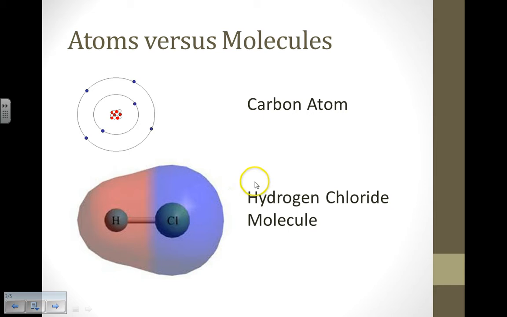And so down here we have a molecule, and this happens to be the hydrogen chloride molecule. The hydrogen chloride molecule is 2 or more atoms put together. And so they're connected together. And how are those atoms connected together? They're connected together with something called a bond. When two atoms are bonded together, that makes a molecule. 2 or more. There can be up to a bajillion atoms bonded to make a molecule.